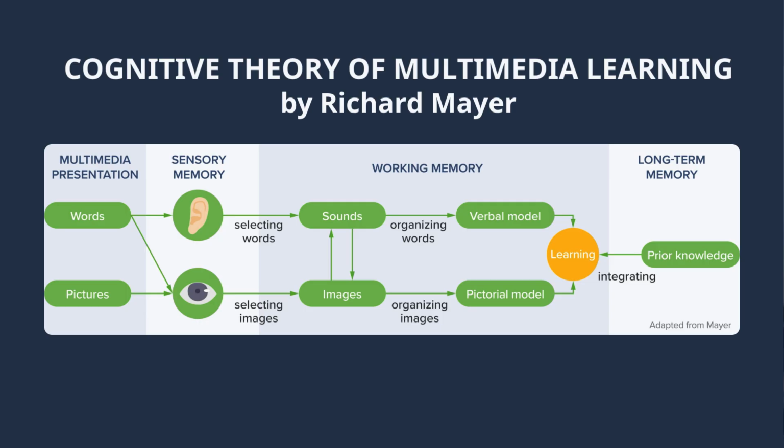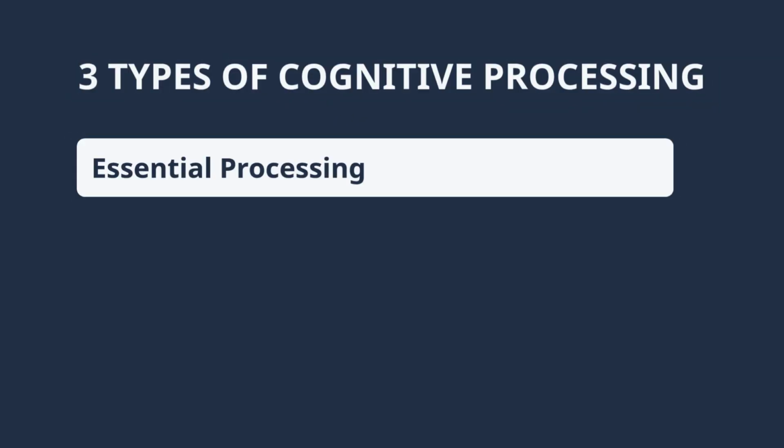When we overload learners with unnecessary information, we consume valuable cognitive resources that could otherwise be used for learning. Now, to understand effective presentation design, we also need to understand cognitive load. There are three types of cognitive processing that influence learning. The first is essential processing. This is the mental effort required to understand important content.